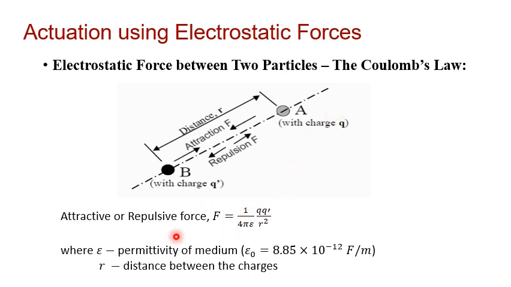So this force can be attractive or repulsive depending upon whether the charges are like or unlike. If the two charges are both positive or both negative, then it will be a repulsive force, whereas if the charges are positive and negative, then it will be an attractive force. Here epsilon represents the permittivity of the medium, and in the case of vacuum, epsilon naught is equal to 8.85 into 10 raised to minus 12 farad per meter.